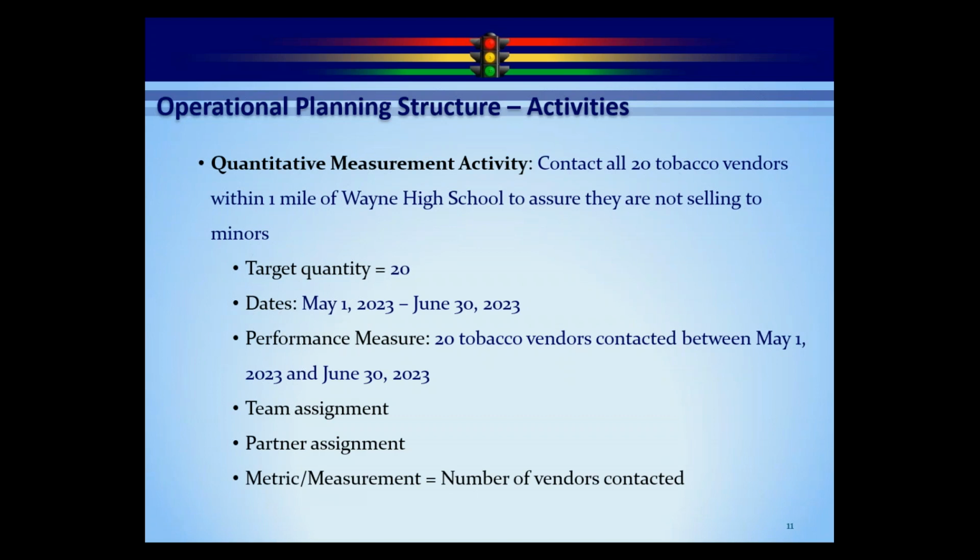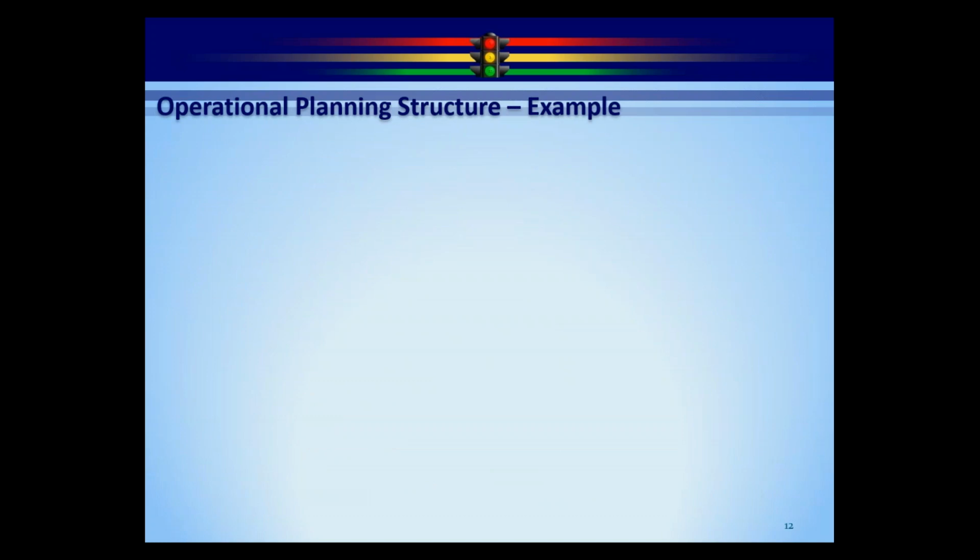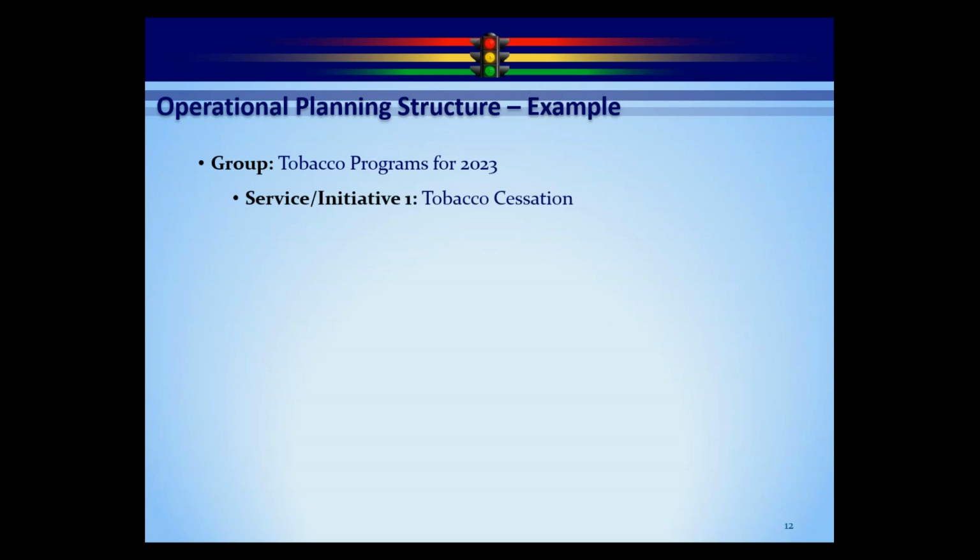So if we take all of those together and build them into our little plan that we've been working with, it'll look like this. The group was tobacco programs for 2023. Underneath that, we were looking at the service or initiative of tobacco cessation. And what we're saying for the purpose of today is tobacco cessation is a program we're just starting or a future program, so we're going to call it an initiative.